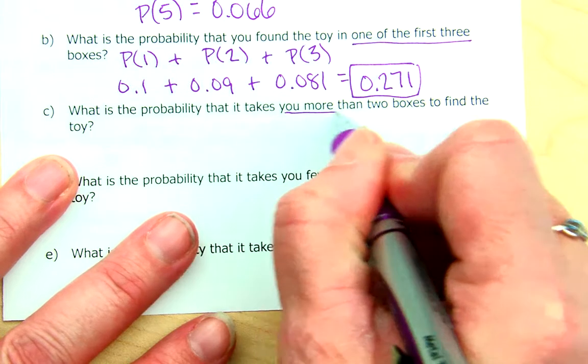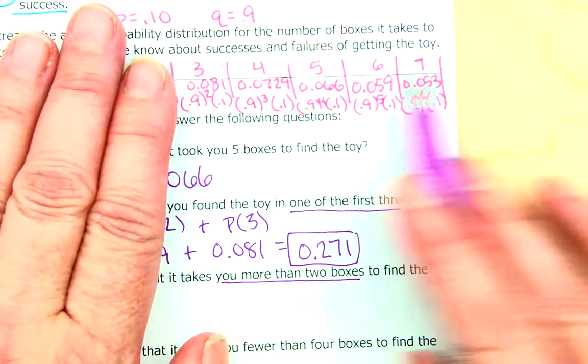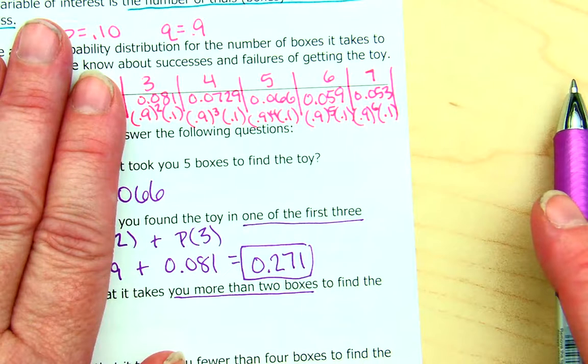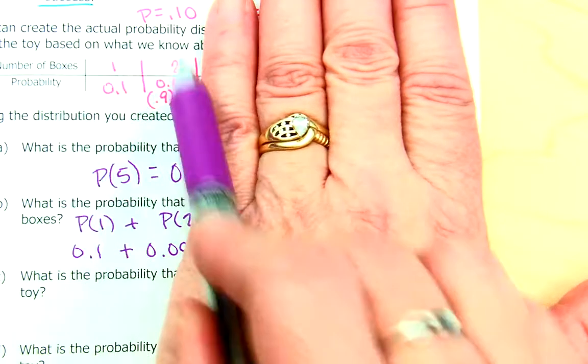Now, the probability it takes you more than 2 boxes. We cannot keep adding all these up because it could go on forever. So on this one, on geometric, you have to use the complement rule. If it takes more than 2, that means we do 1 minus these.